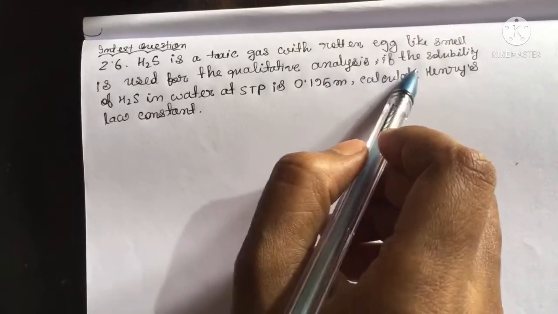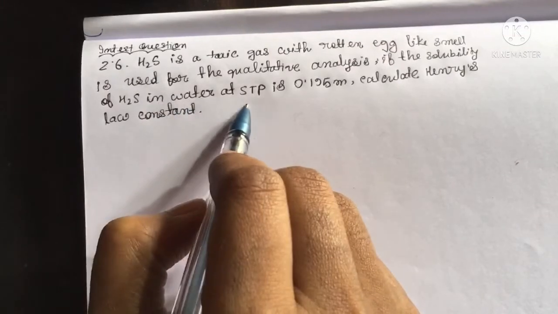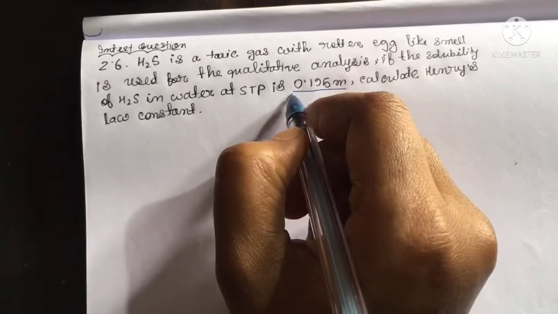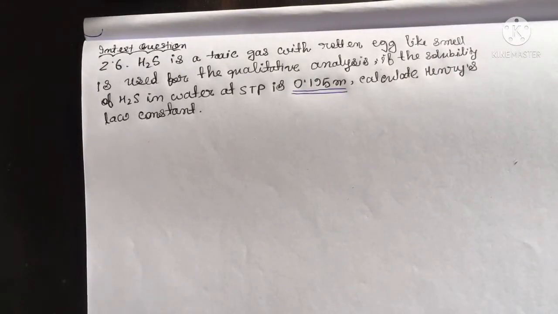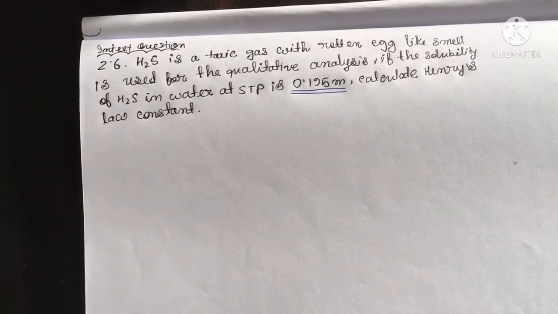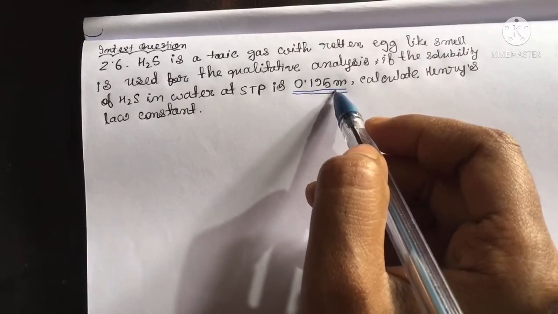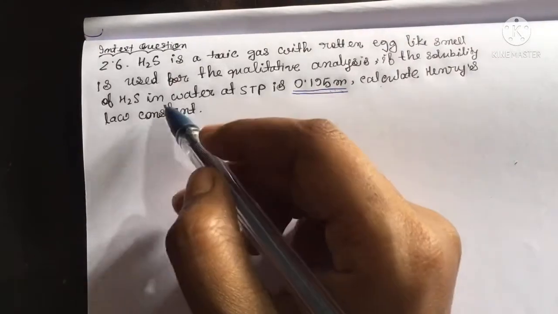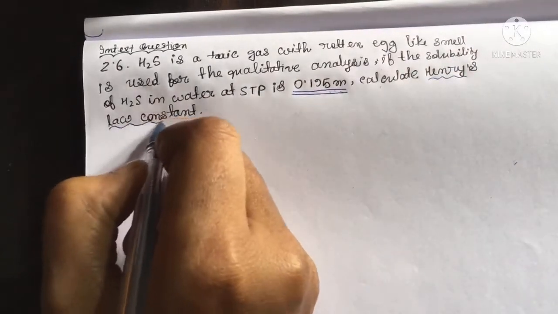They told that the solubility of H2S in water at STP is given. Okay, we know that if we have to calculate the solubility concentration, then we use the term molarity and all. Here the solubility is given in molality. Calculate Henry's law constant, and we have to calculate the Henry law constant.